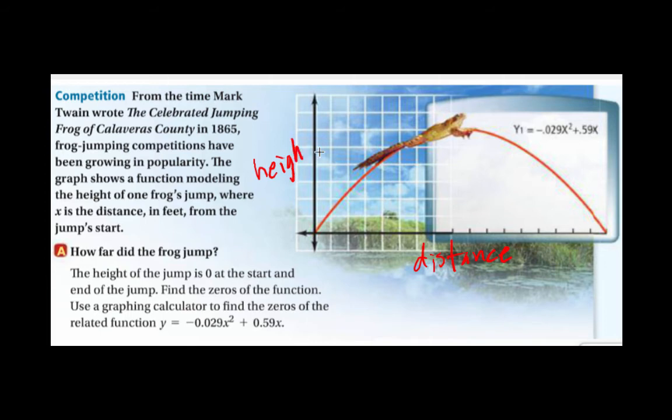The horizontal axis is distance and the vertical axis is height. So at distance 0, the height is 0, and at distance, whatever this distance is out here, the frog's height is also 0. And then somewhere along this graph, there is a distance where the frog reached its maximum height. So we can determine those different points and those different values by analyzing our graph and our function here.